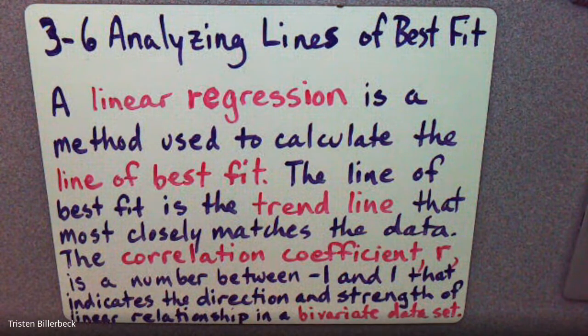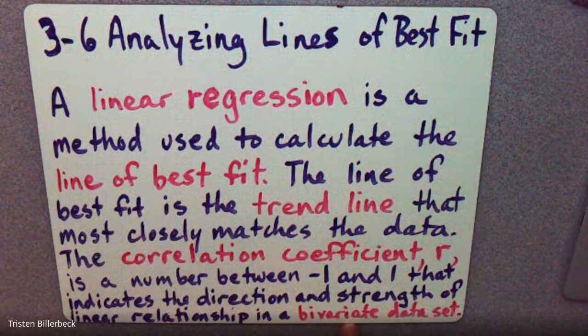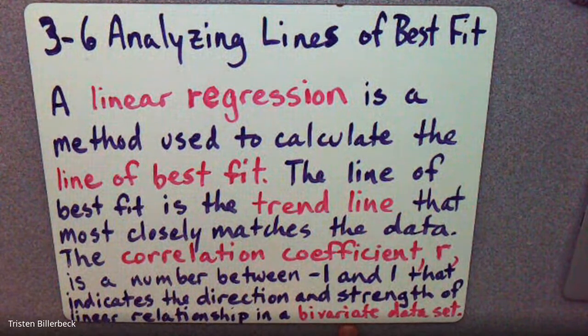So that correlation coefficient indicates the direction and strength of the linear relationship in a bivariate data set. So remember we talked about bivariate before. Bi means two, like bicycle, and variate means variables. So remember, if it's a scary word, take it apart. Two variables, data set. Okay, so that's literally what it means.